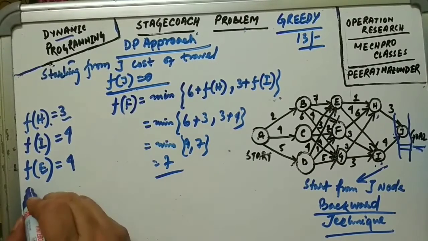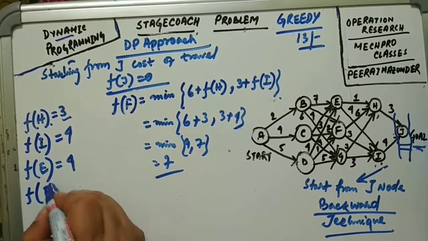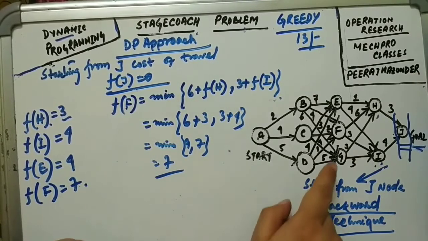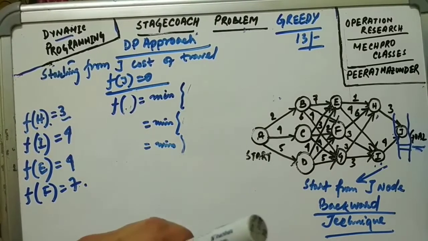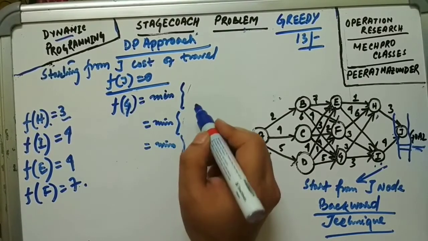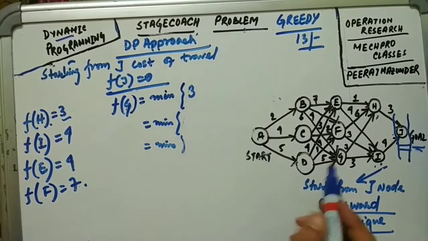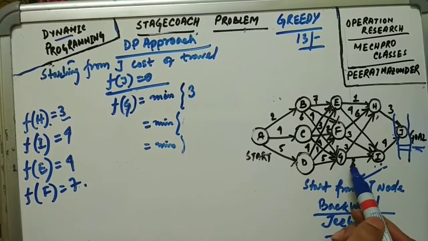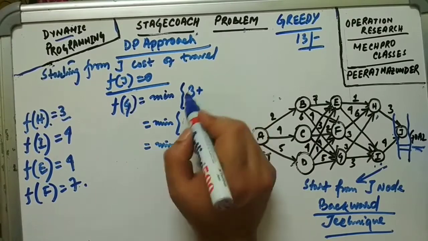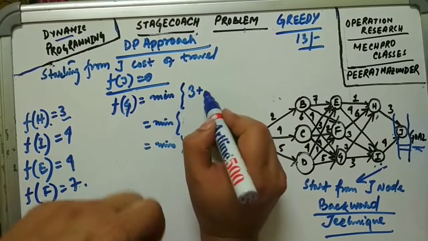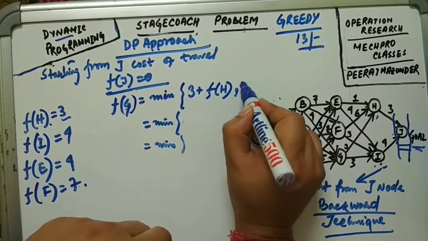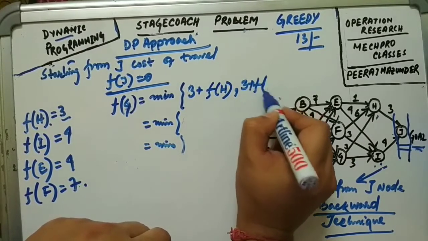So f of E you have to write as 7. Similarly, I will calculate for G also. Now for G, I can write minimum of 3, as you can see both values are 3, from G to H and G to I as well. So I can write f of G equal to minimum of 3 plus f of H and 3 plus f of I as well.